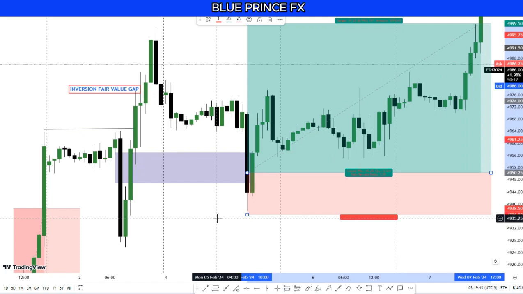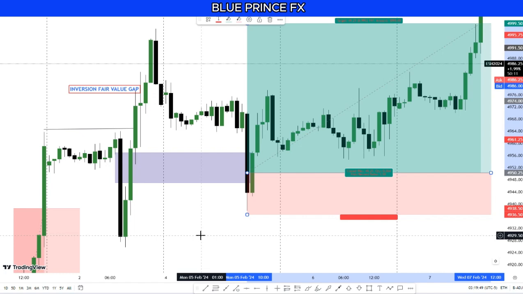So discussing gaps and volume imbalance. The volume imbalance is different from the fair value gap in that it's a situation where you have two candles. It's no longer three candles, but two candles where the wicks overlap, but the bodies of the candles do not overlap. That's a volume imbalance. And a gap is a complete space between two candles. Candle number one does not overlap with candle number two with both the bodies and the wicks.